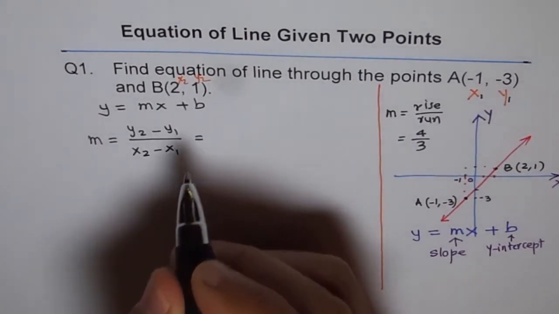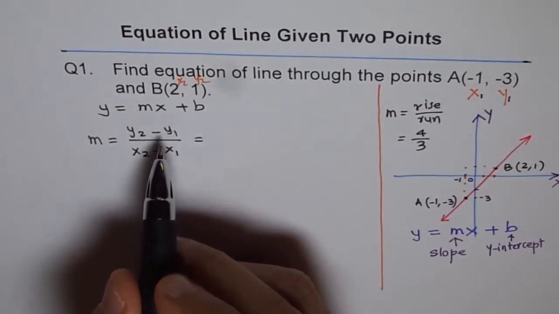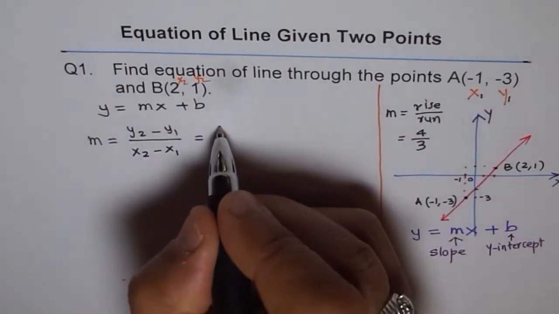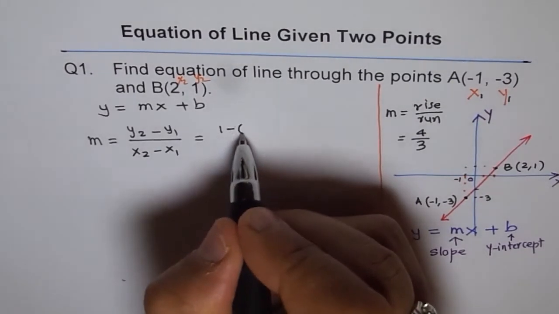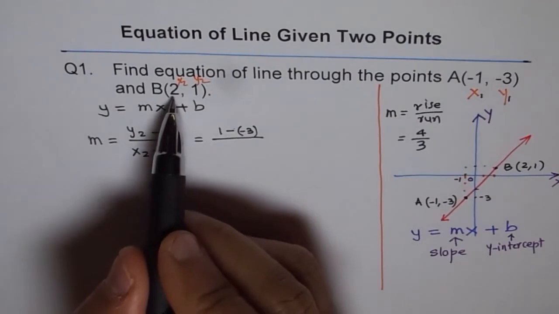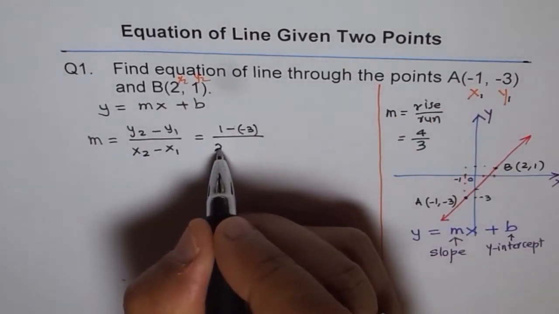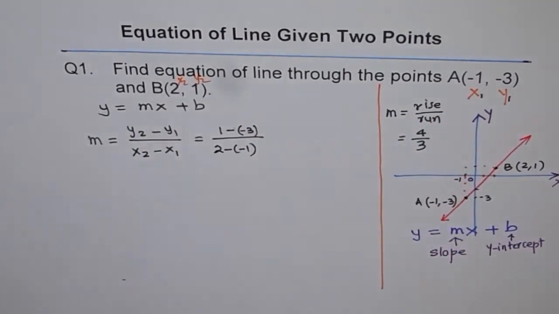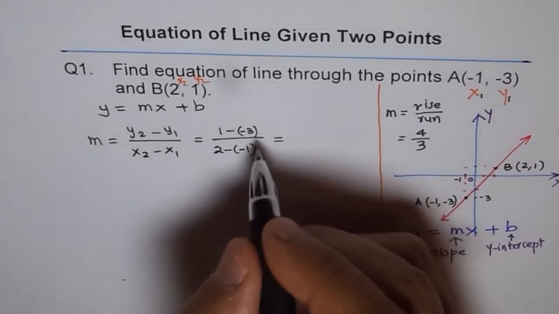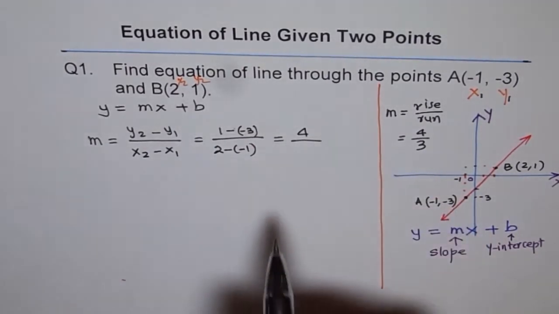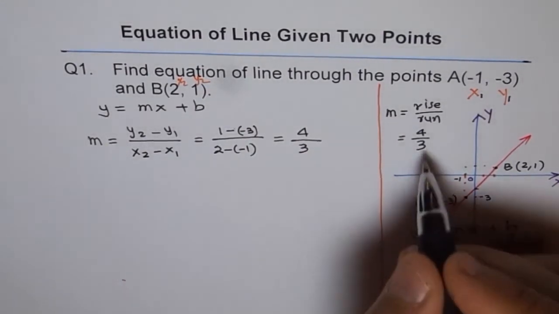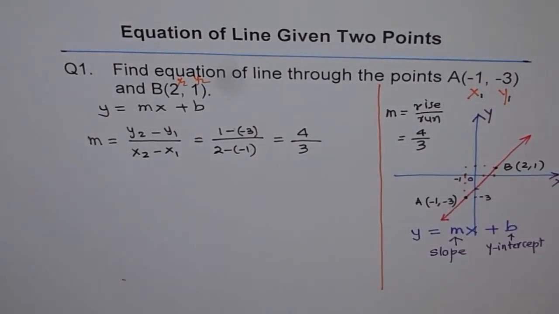Now here, y2 minus y1 means the difference in y values. That means 1 minus minus 3. So it is 1 minus, and this is minus 3. So let's write it in brackets. Divided by x2 minus x1: 2 minus minus 1. That is what we have. Now 1 minus minus becomes plus, so 1 plus 3 is 4. And 2 minus minus becomes plus, so 2 plus 1 is 3. So we get a slope of 4 over 3, which we kind of expected.